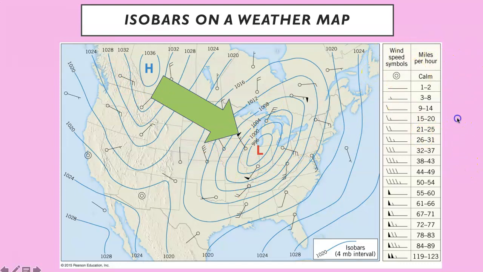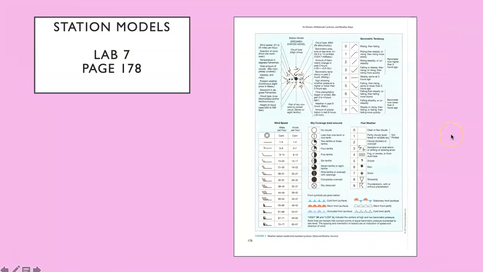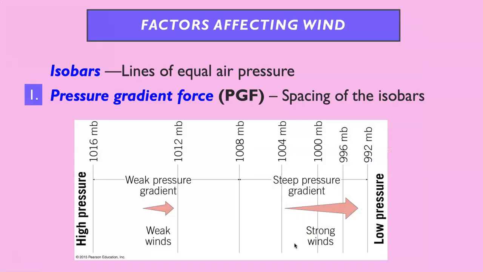Another thing about this symbol here is it's related to station models that we're going to learn about in Lab 7. This page is going to be something that you're going to want to keep with you, especially during exams, and it's got a lot of different kinds of information of station models, models of weather data at a particular place. So here we have the wind speed, again, the symbols, and then miles per hour or knots per hour if you prefer. We're going to be putting these on weather maps in Lab 7.